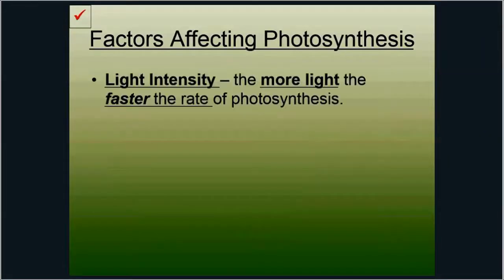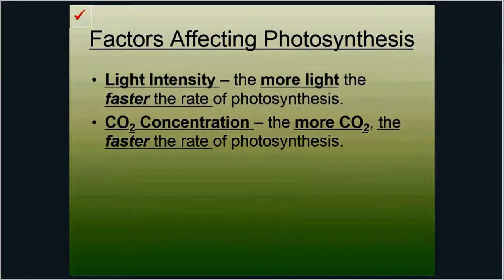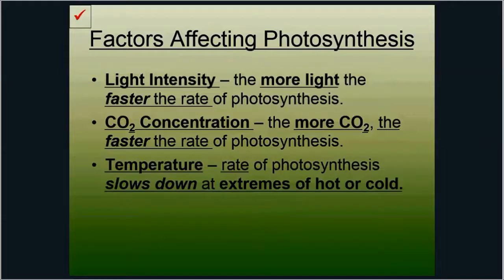A couple things that can affect photosynthesis are the light intensity. The more light, the faster the rate of photosynthesis. The carbon dioxide concentration. The more carbon dioxide gas you have in the atmosphere, the faster the rate of photosynthesis. Also, temperature can affect the rate of photosynthesis. If the temperatures are too hot or too cold, it will slow down the rate of photosynthesis drastically.